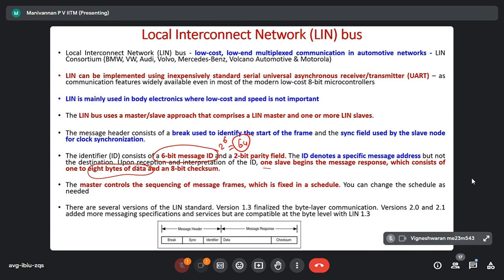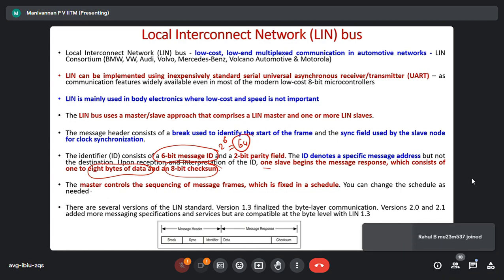That means different variables. It can be engine speed from the engine, or door open. For example, on the LIN bus we are talking about boot open, door open. Each message can have different data inside it. Up to 8 bytes you can transfer. And it uses an 8-bit checksum also.